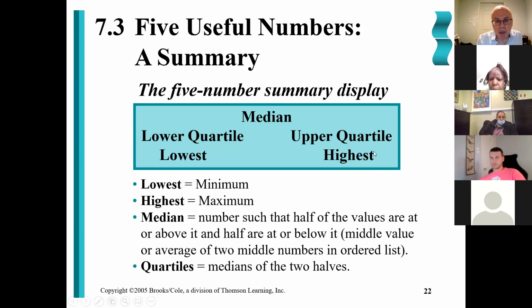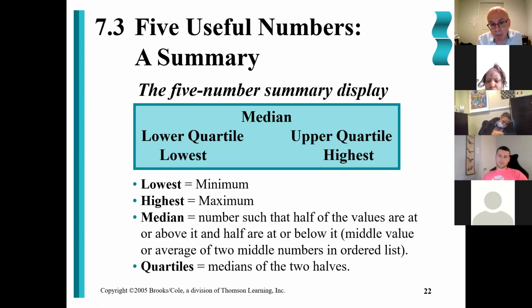If you took your median and divided the data set into the lowest half and the highest half, and if you took the highest half of the data and found the median of that half, that would be called the upper quartile. And 75% of the data is less than the upper quartile.